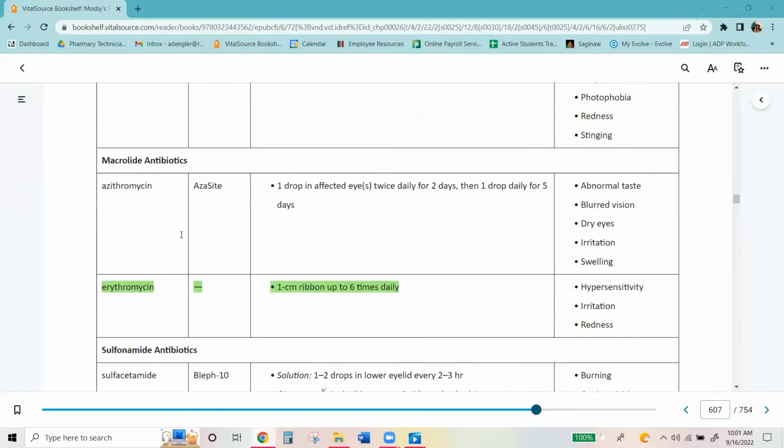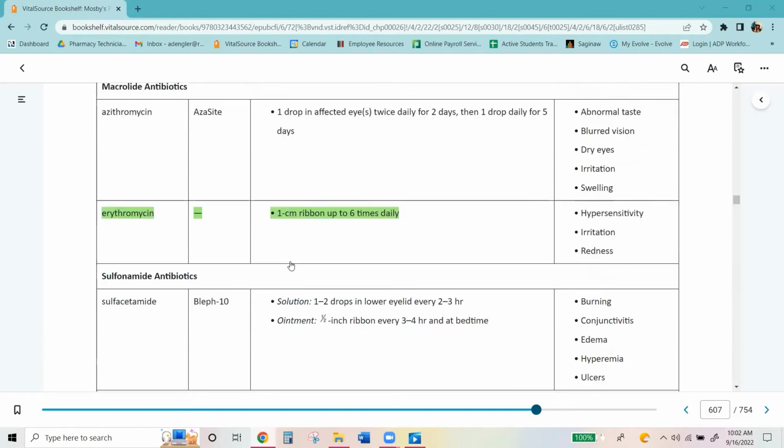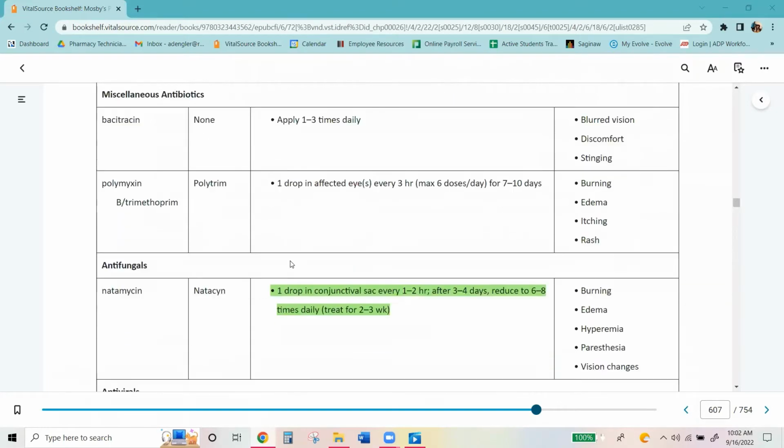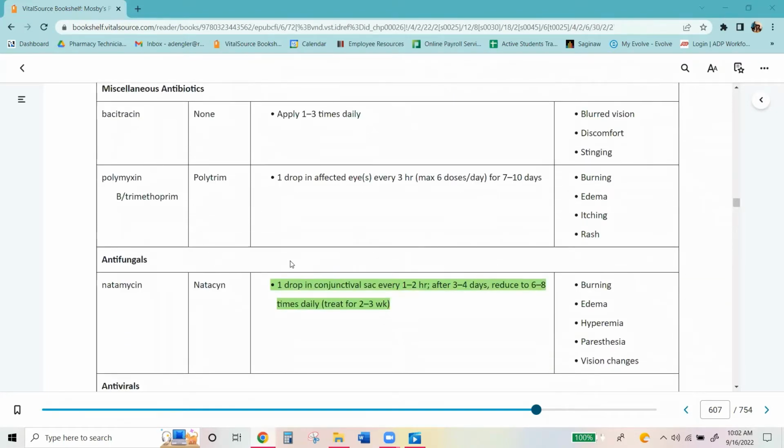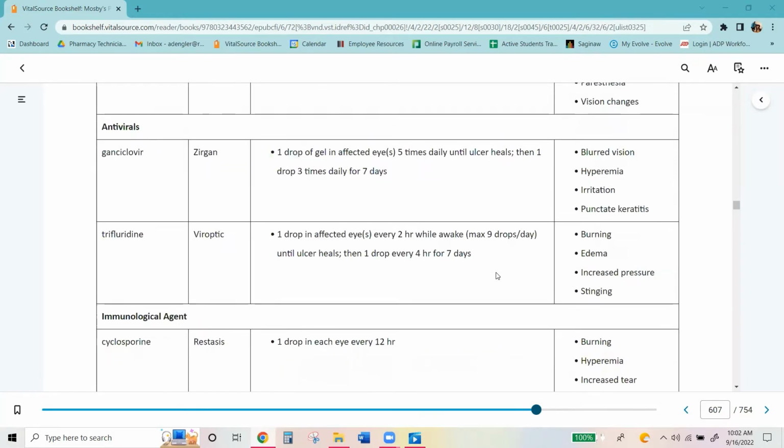Macrolide antibiotics. We have erythromycin, which I have highlighted. This is an ointment. It's very popular for styes and other infections. You apply a 1 centimeter ribbon into your eye up to 6 times daily. Natamycin is an antifungal. We use 1 drop in the conjunctival sac every 1 to 2 hours.